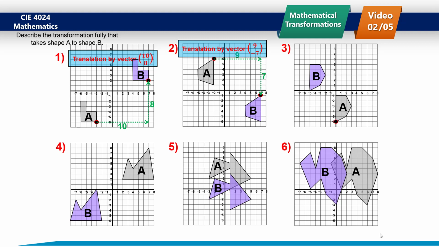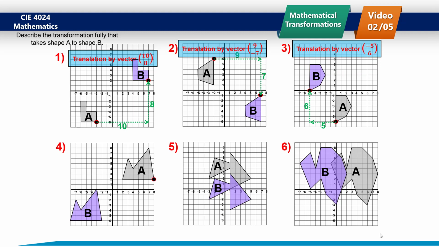Take the shape in question number 3. I have taken that vertex, and the corresponding vertex is this. So we can see it's moving leftward 5 units and upward by 6 units. So we can say it's translation by vector -5 and 6.